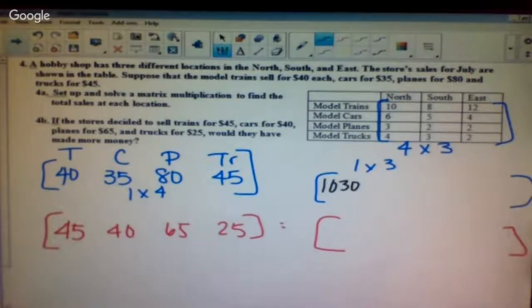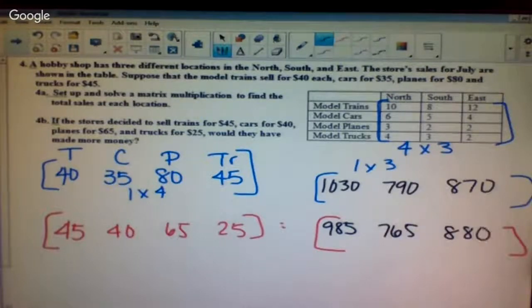What'd you get for the middle? 790. 870. And what did we get for the last one? 985. 765.